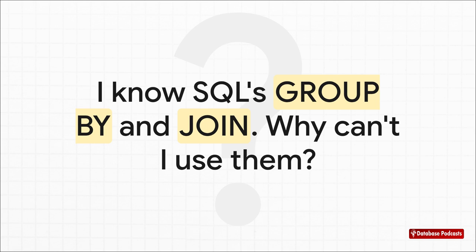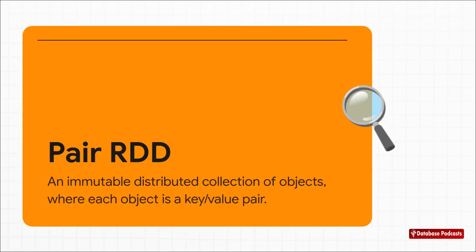Your data isn't on one computer. It's split up or partitioned across maybe hundreds of them. So for Spark to do something like a group by, it needs a way to figure out which pieces of data from all those different machines actually belong together. It needs a guide, a common identifier. It needs a key. And that brings us to Spark's brilliant solution, the pair RDD.